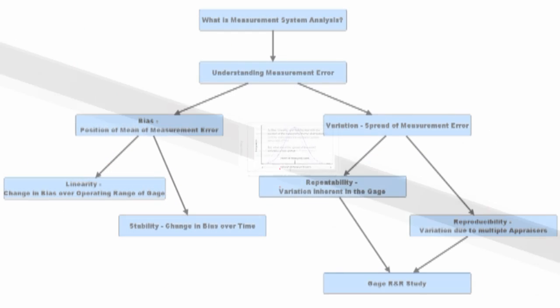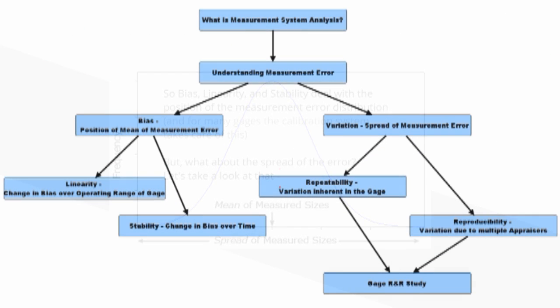So, just to summarise where we're up to, we went over bias and we then did a quick review of a technique called a Gage R&R study that we can use to assess variation in a measurement system. And that's it. That's your overview of measurement system analysis.